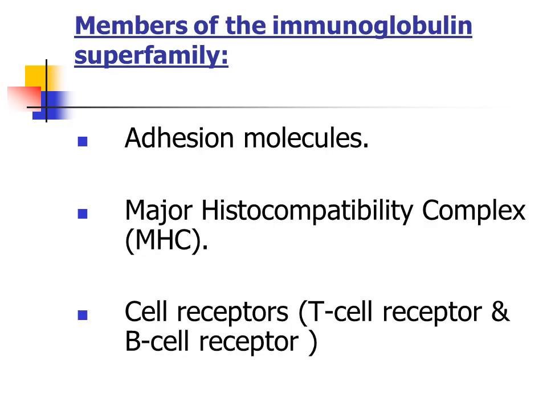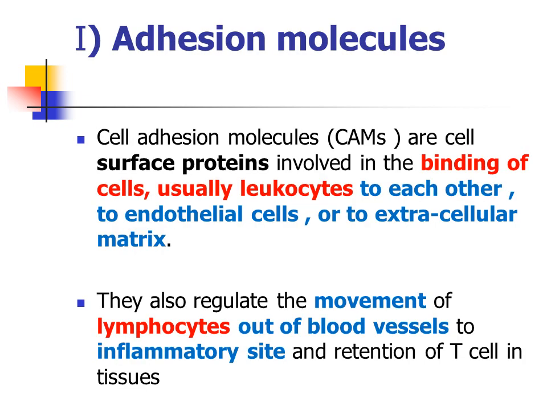Members of the immunoglobulin superfamily here are large, and include adhesion molecules, major histocompatibility molecules, and T cell and B cell receptors. Here are examples of members of the immunoglobulin superfamily. We start with adhesion molecules.